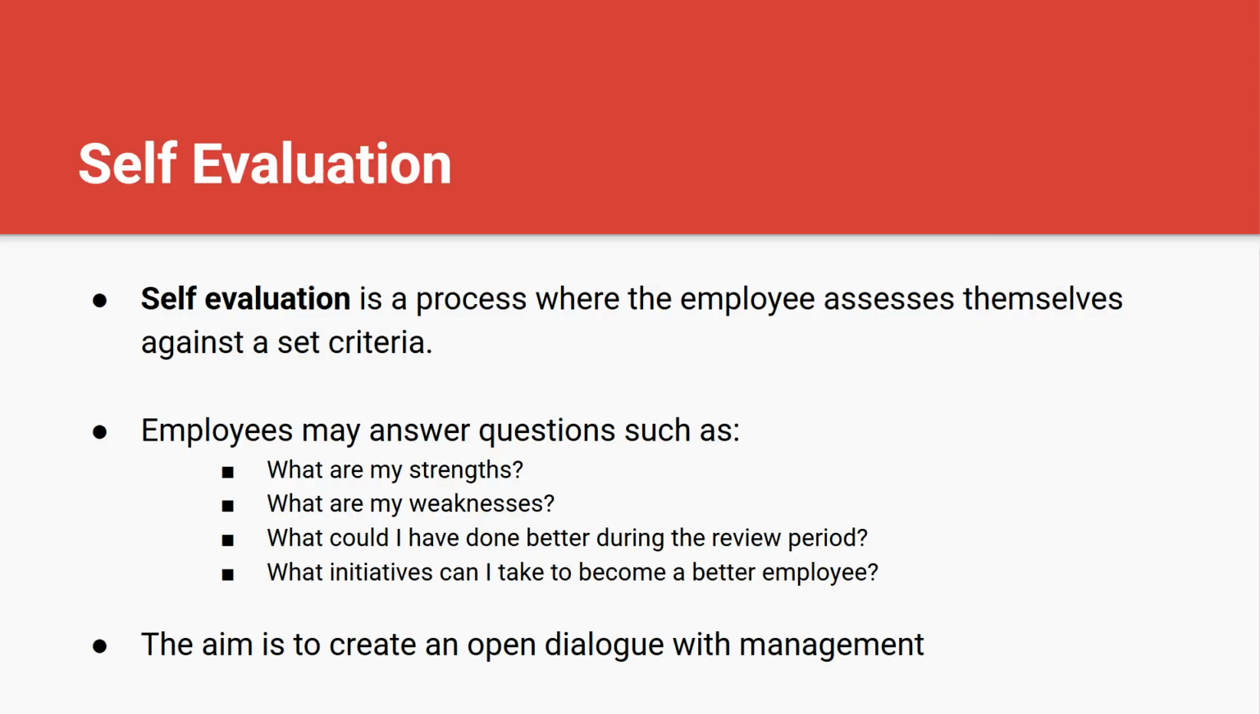Self-evaluation is the third strategy that you need to know. Self-evaluation is where the employee assesses themselves against a set criteria. The criteria is set by management, and the employees just go through it themselves and assess themselves against it. Employees can be asked the following questions, and this is not an extensive list. They can be asked what their strengths are, their weaknesses, what they could have done better during the review period or against that set criteria, and what initiatives the employee could take to become better. The aim of this, of course, is to open up dialogue between employees and management, but also to give employees time to critically reflect on their performance.